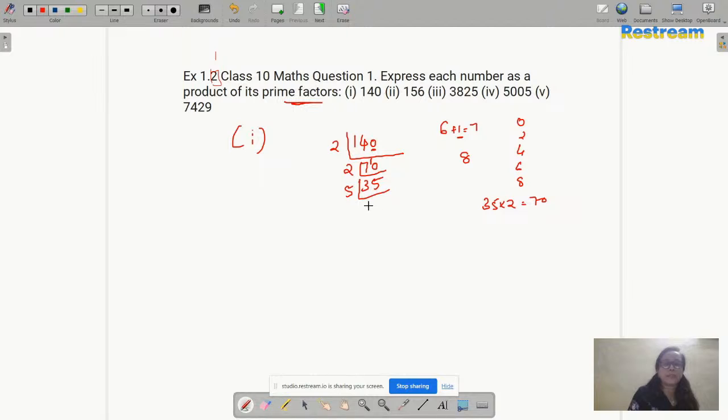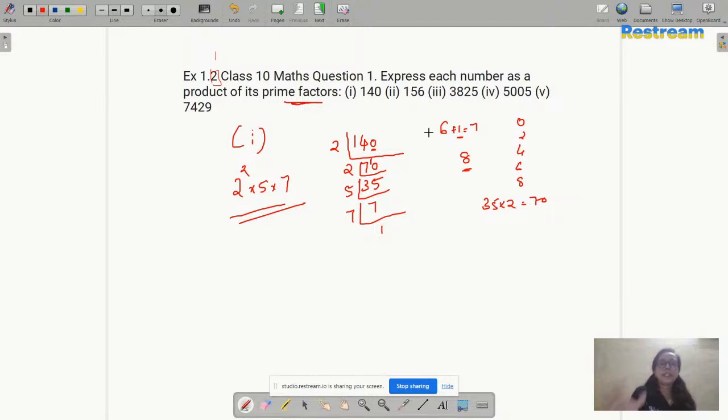So 5 goes on 35 7 times. Why did I say it is not divisible by 3? 5 plus 3 is 8. Can you see 8 in the 3 table? No, 8 is not in the 3's table. That's why 3 will not go into this 35. So 5 goes on 35 7 times. Again dividing 7 by 7 is actually a waste of time. 7 you got, stop there and write. That is 2 square into 5 into 7. This is the answer. Clear? This way you can do this 140.